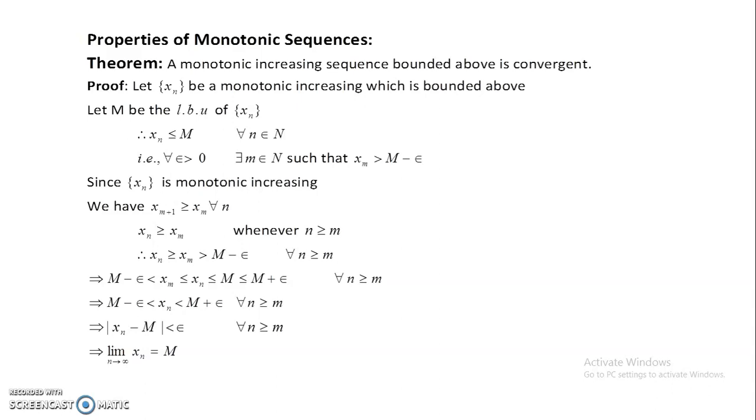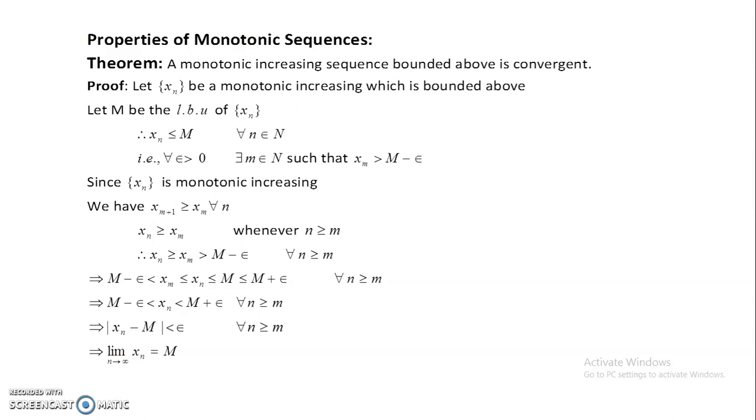Therefore xn is less than or equal to M for every n a member of the natural numbers N. That means for every epsilon positive, there exists a positive number m belonging to N such that xm is greater than M minus epsilon. So there exists this xm in the sequence, and xm is greater than M minus epsilon.